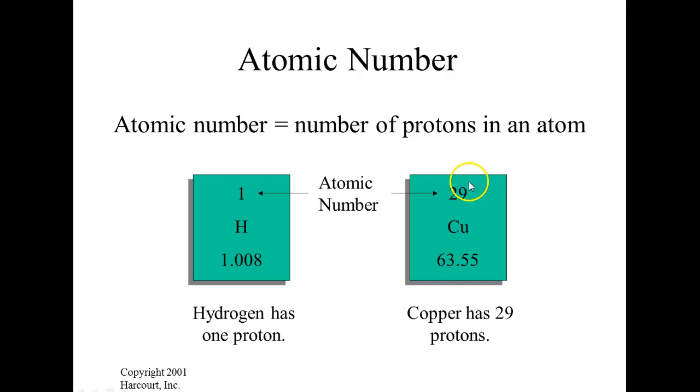Copper, on the other hand, has 29 protons in the nucleus and has an average mass of 63.55. So these atoms, on average, don't have a whole number for their mass, because some of the atoms have different masses. So we average all the masses and give that as the mass of an atom, the average of all the atoms.